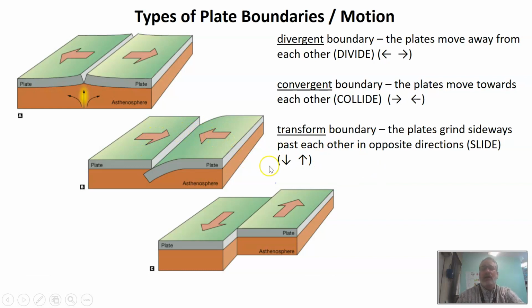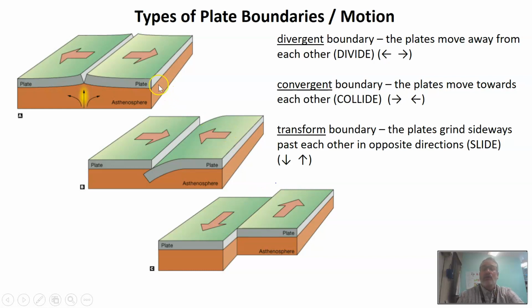Finally, our last type of boundary, once again, two plates. Here's our plate boundary in between. Notice that the arrows this time are moving in opposite directions, but they're not moving away from each other. They're kind of moving past each other. We call this a transform boundary. So at transform boundaries, tectonic plates grind sideways past each other, but moving in opposite directions.